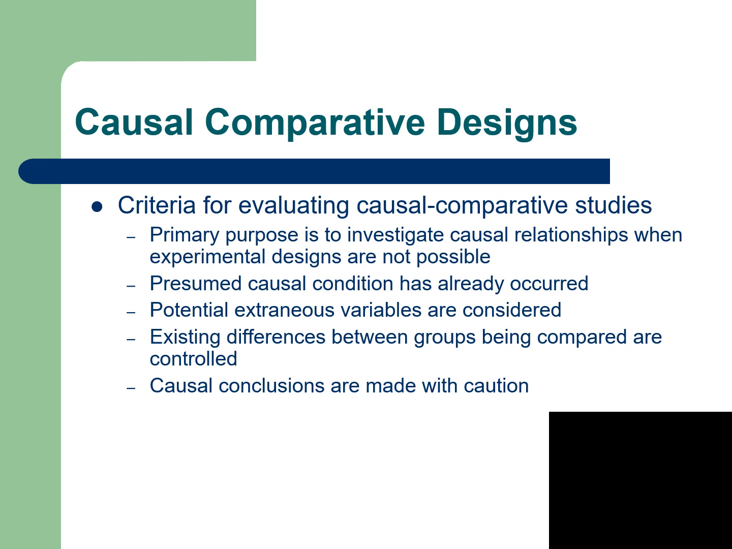There are some criteria for evaluating causal comparative design. Number one, the primary purpose is to investigate causal relationship. Causal means a little bit about causality when experimental designs are not possible. So that's so important. You are trying to check the causal relationship, whereas experimental designs aren't possible. Presumed causal condition has already occurred.